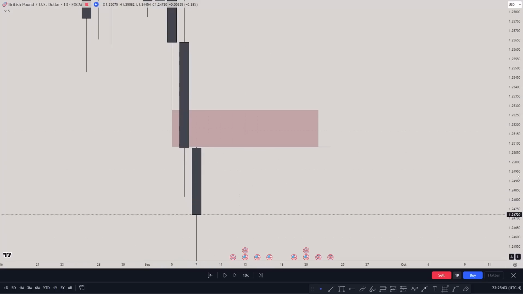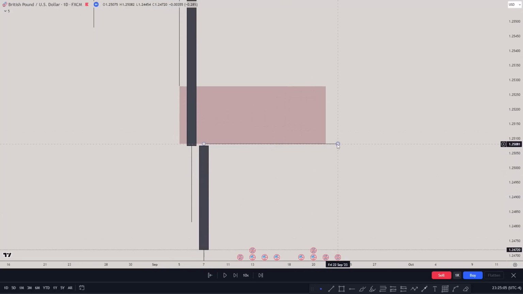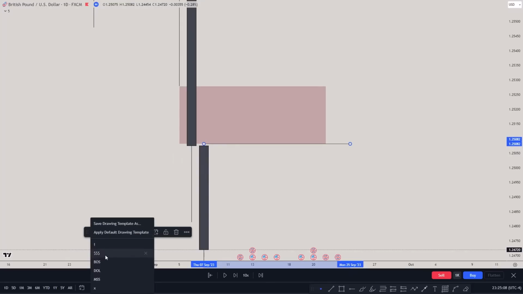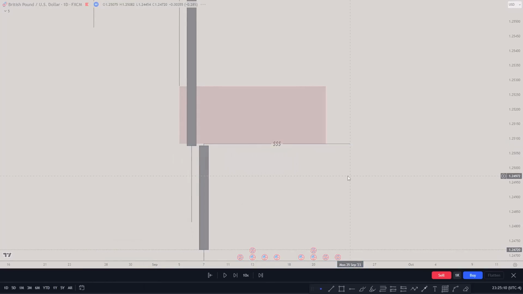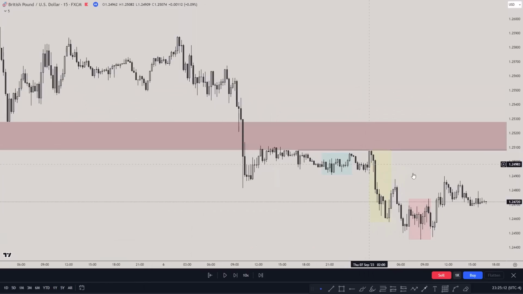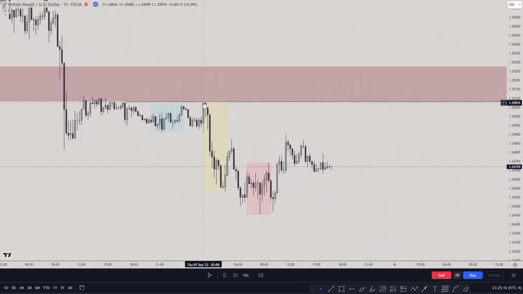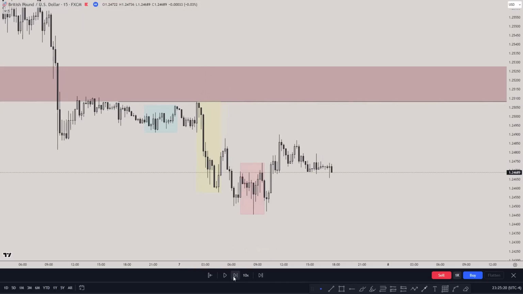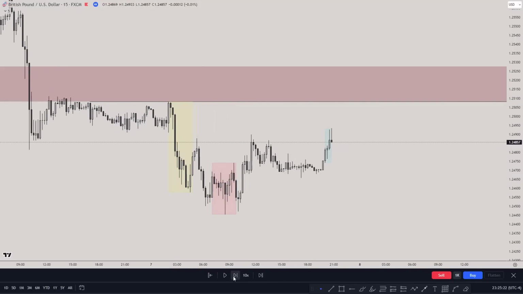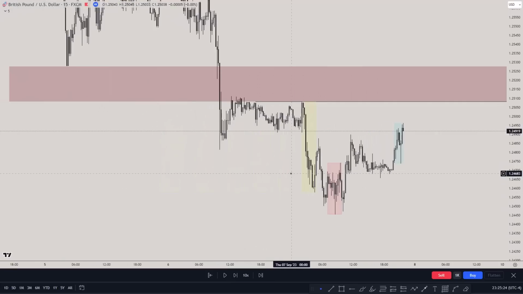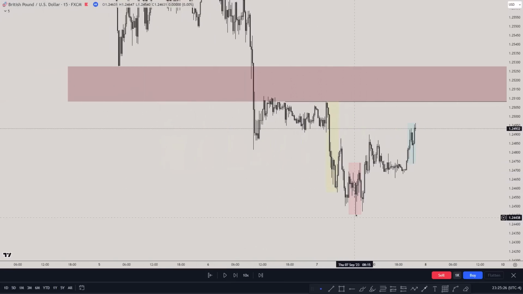So I'm going to look at this. Let's go to the 15 minutes and let me mark this as a liquidity level. This is the daily high right here, and it was the London high. I don't really care about the low of the candle, which was in New York, because my range is above, right?